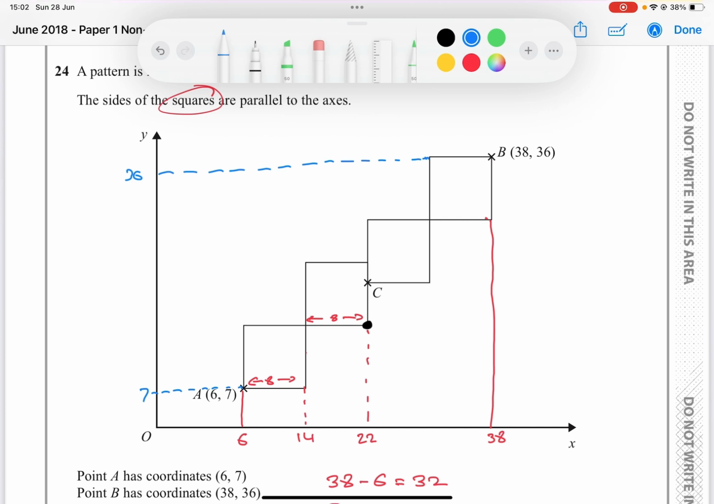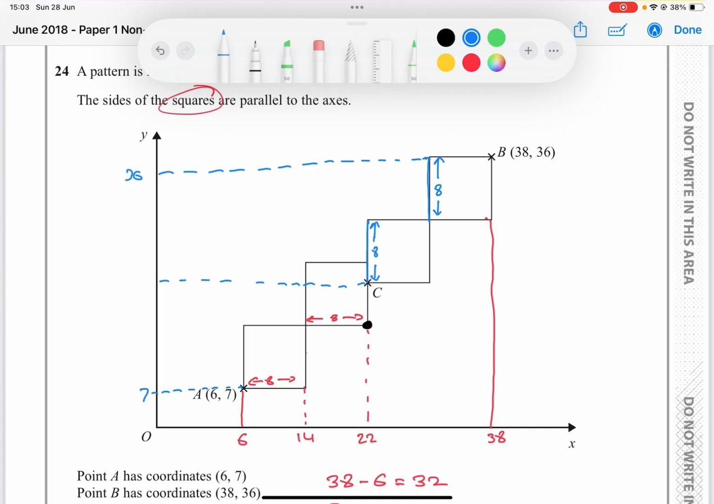Something that I can see is that instead of working from 7 and working our way up, we're going to work from 36 downwards, because point C over here is exactly 2 squares down. So this over here is 8, and this over here is also 8. So I'm basically just going down 2 squares. To get to point C, I'm just going down 2 squares.